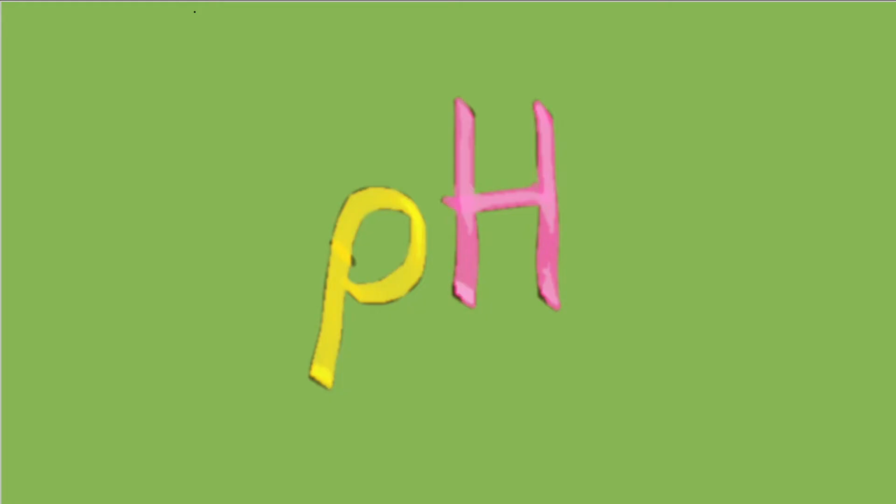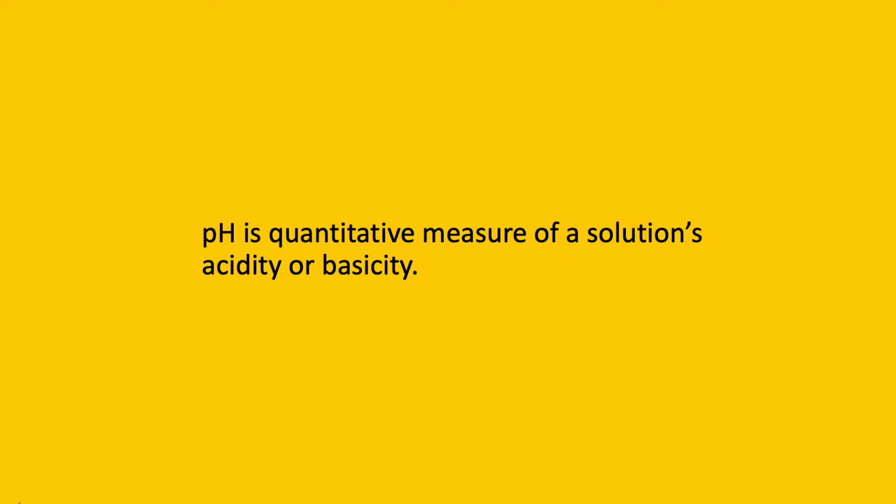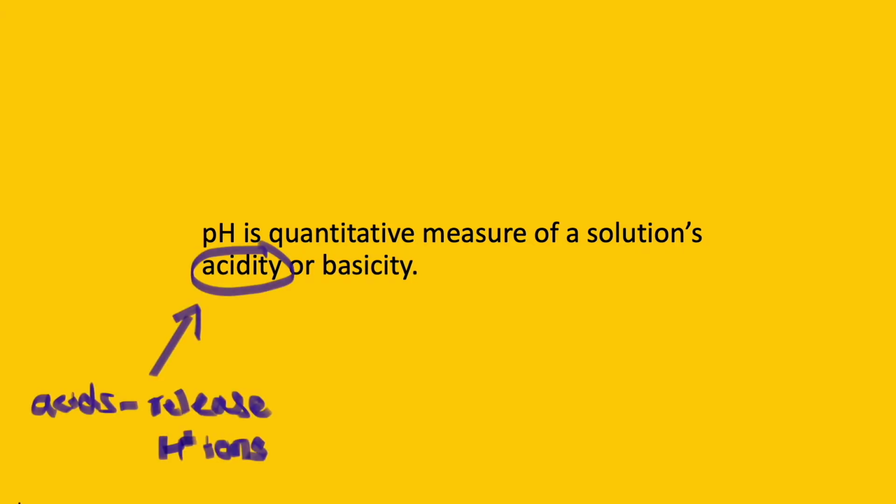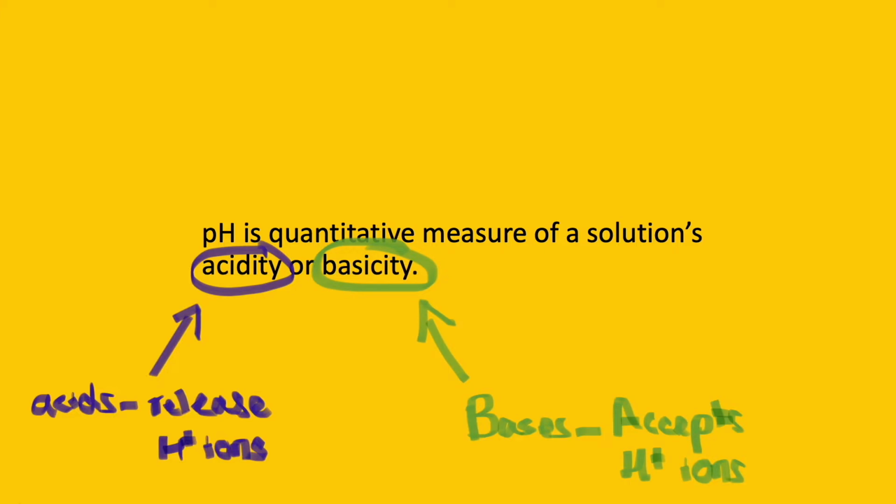At the simplest level, pH is a quantitative measure of a solution's acidity or basicity. We learned that acids release protons and bases take on protons. Therefore, a solution's acidity and basicity depends on the amount of protons found in the solution.